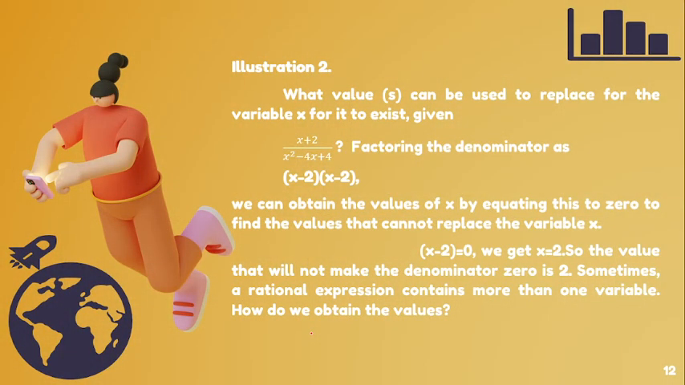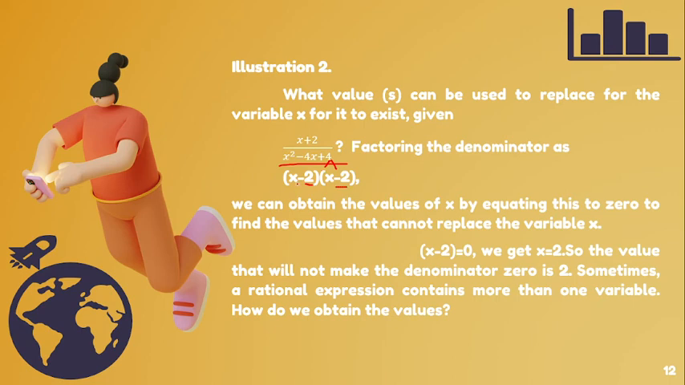Next, illustration 2. What value can be used to replace the variable x for it to exist, given (x + 2) over (x squared - 4x + 4)? We factor the denominator to get the value of x. Factoring was discussed in your grade 8 or grade 9 mathematics. We get the factors of 4: 2 times 2.